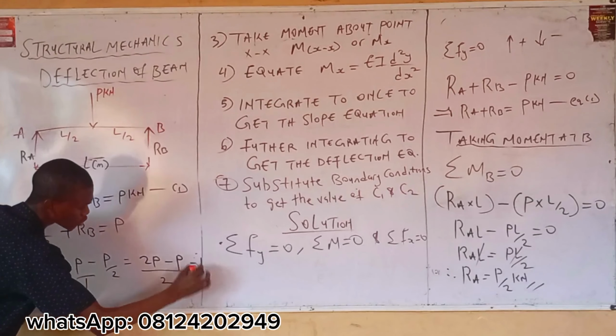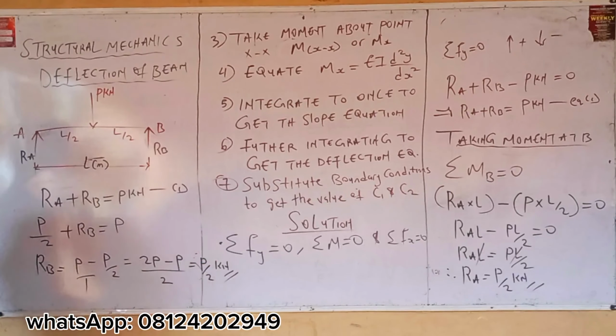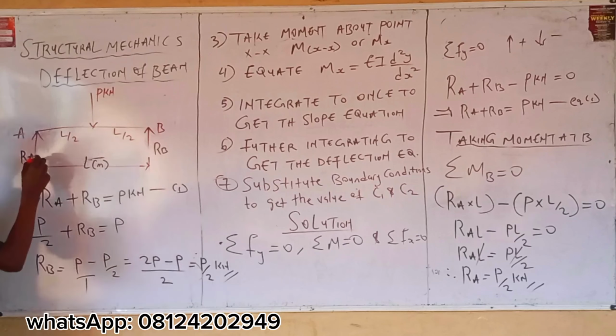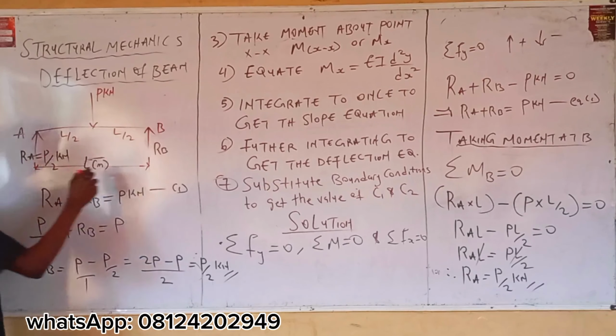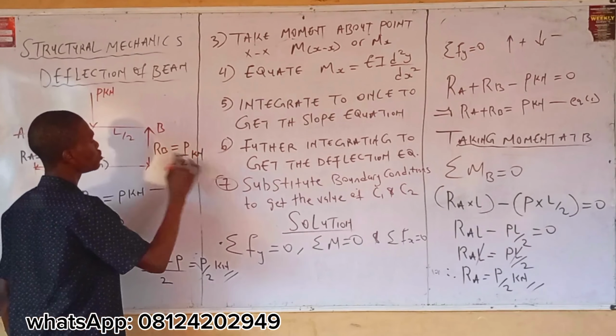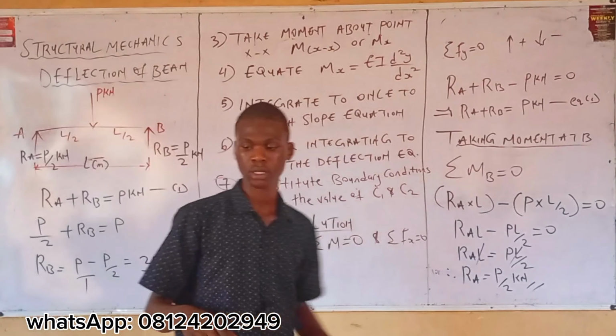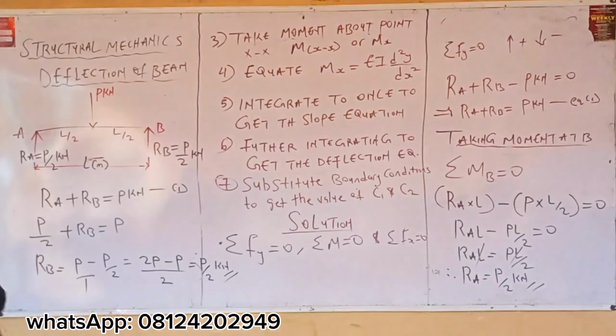P, which is equal to what? P over 2 kilonewton. Therefore, the value of RA is P over 2 kilonewton, and the value of RB is P over 2 kilonewton. So this is step 1, right? Now, step 2 is what? Check your book. What's step 2?